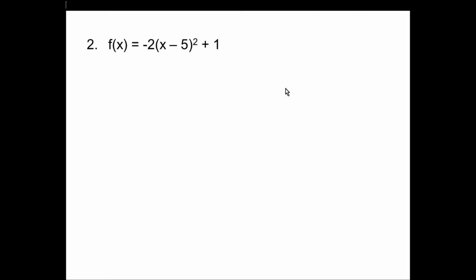Number 2, f of x is equal to negative 2 times (x minus 5) squared plus 1. Again, if I compare this to standard form, our h is 5, our k is 1. So the vertex is at (5, 1). The axis of symmetry, remember, is x equals h, so x equals 5. Now, our coefficient of x squared is negative, so the parabola opens downward. So that means I have a maximum value of k, so a maximum value of 1.